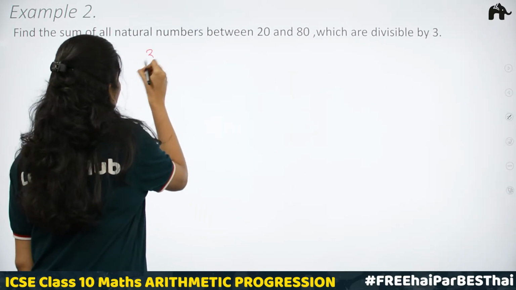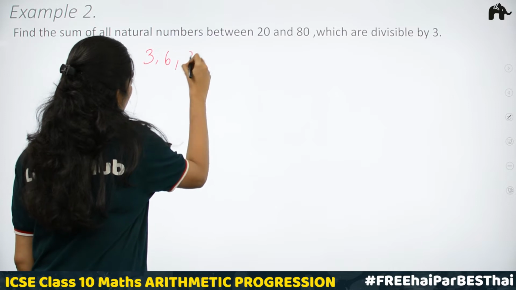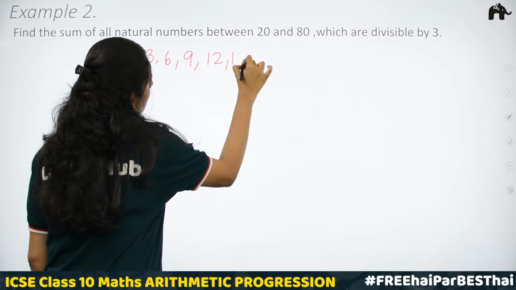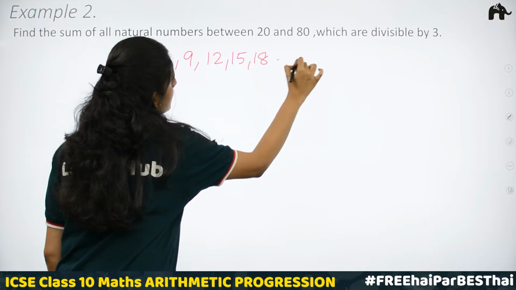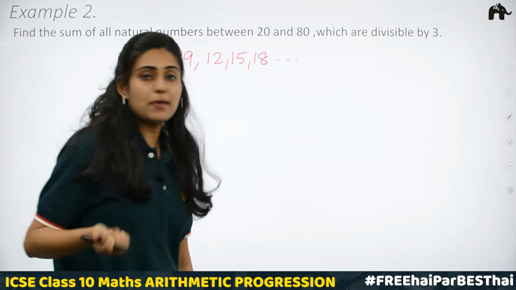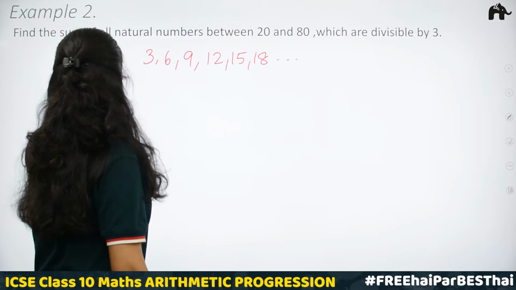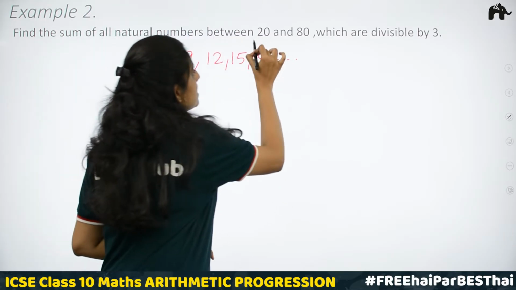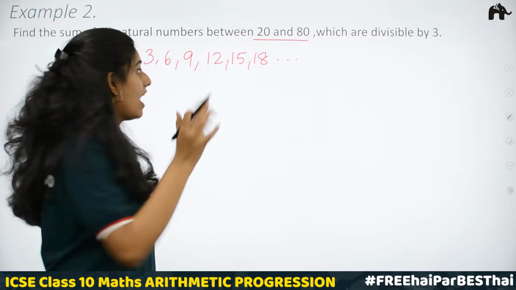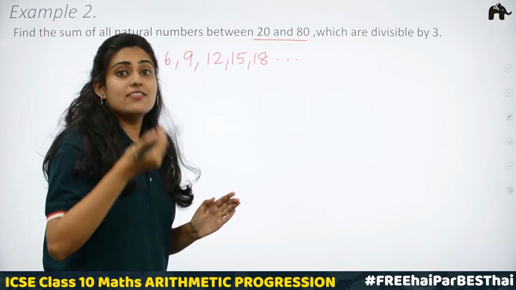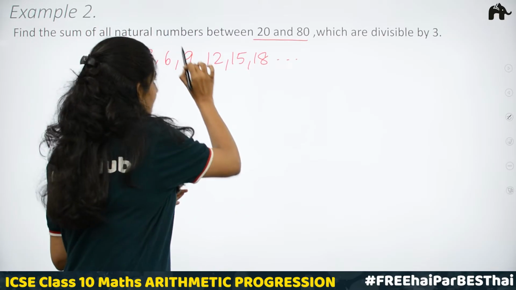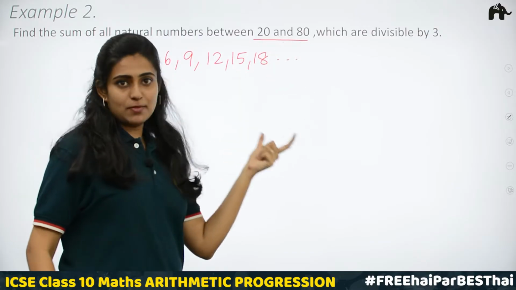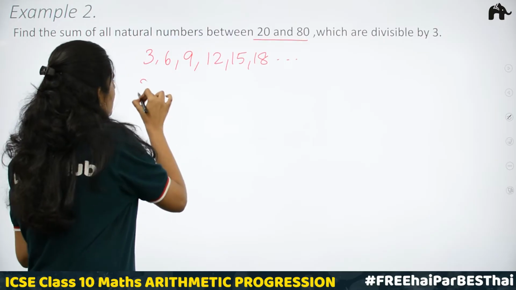We know 3, 6, 9, then 12, 15, 18, etc. are numbers divisible by 3. Now check the condition. Find the sum of all natural numbers lying between 20 and 80. We have to select numbers which are divisible by 3, is a natural number and lies between 20 and 80. What are the numbers? It begins from 21.